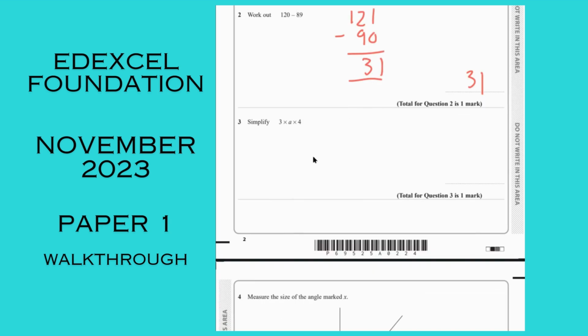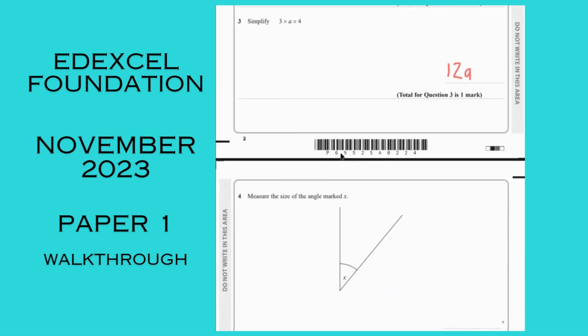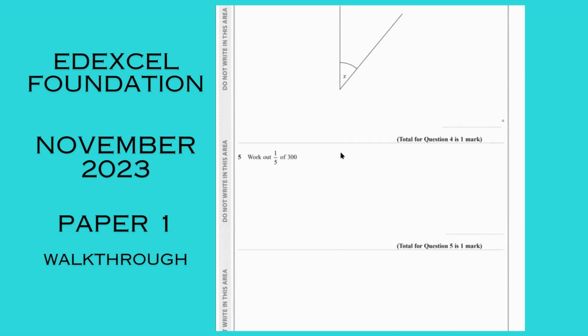Next, algebra, do the numbers first. 3 times 4 is 12. Then do any letters. Just so happens there's only an A on this one.